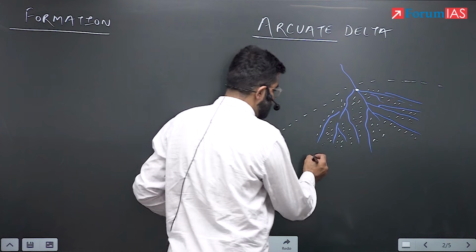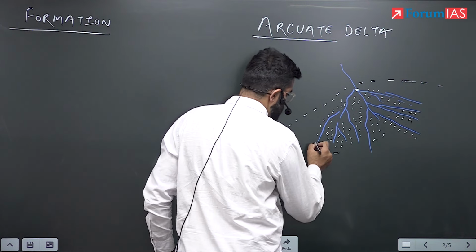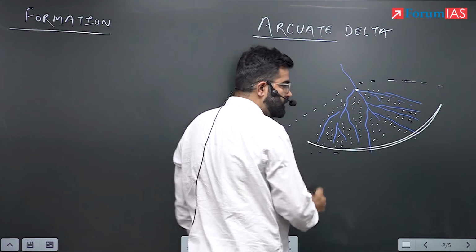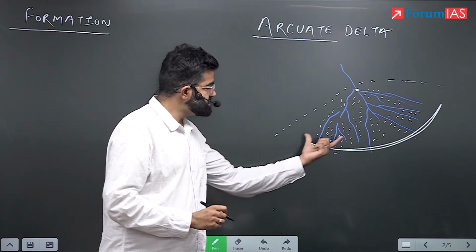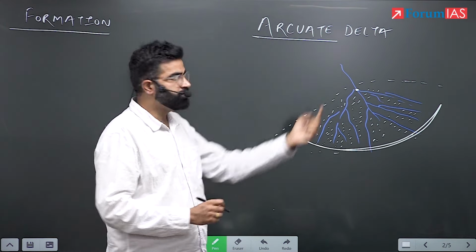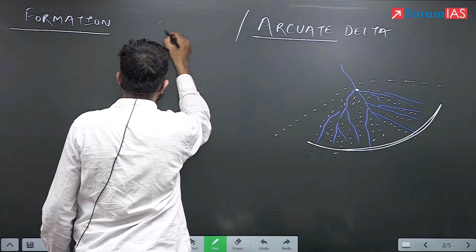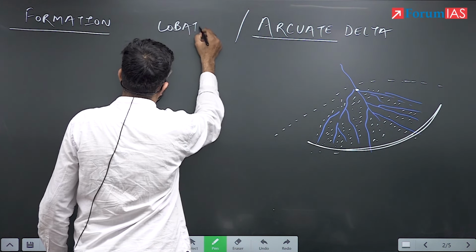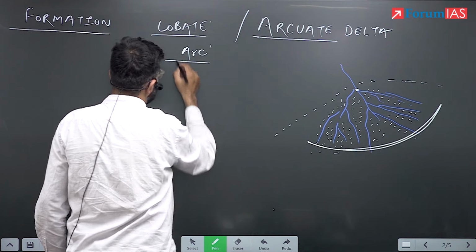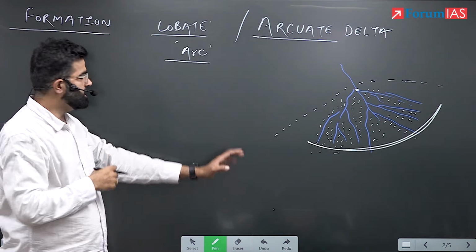can be formed by the sediments. Now see here, if I connect these dots, this seems like a kind of arc or arcuate or a semicircle, right? So this type of delta which is here, it is often known as arcuate delta. It is also known as lobate delta, or it is also known as arc-shaped delta. Okay, arc-shaped delta. Various names are there.